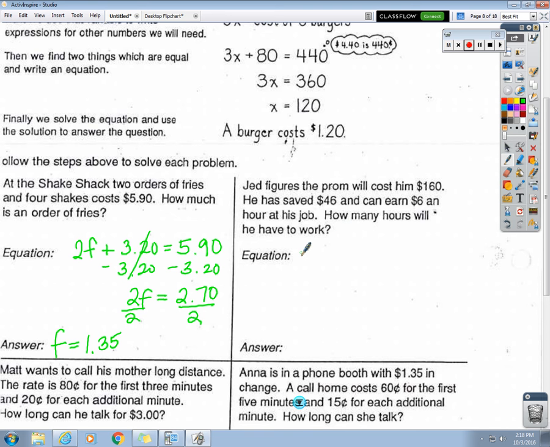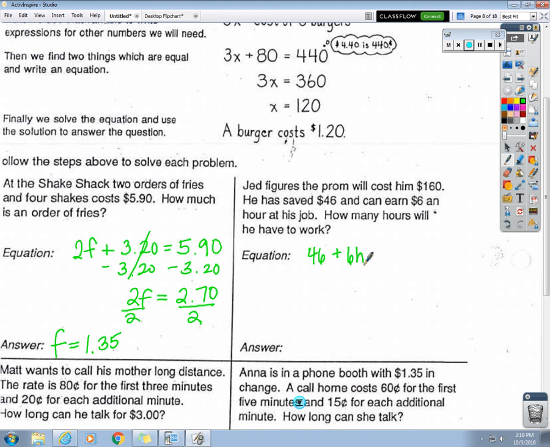Alright. Judd figures the prom will cost him $160. He has saved $46 and can earn $6 an hour at his job. How many hours will he have to work? Isn't he starting with $46 that he's already made? But he's continuing to make money, so we added that money at a rate of what?